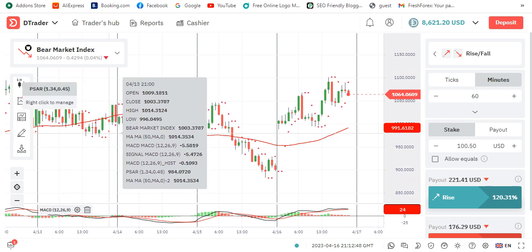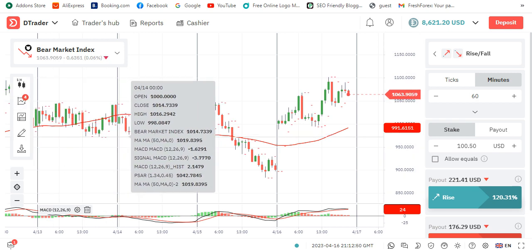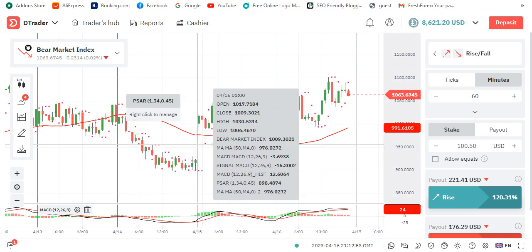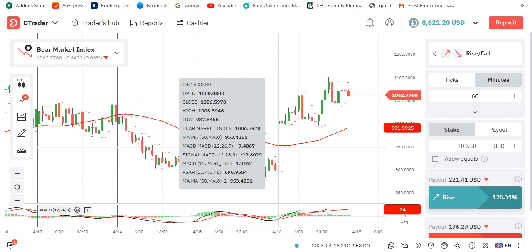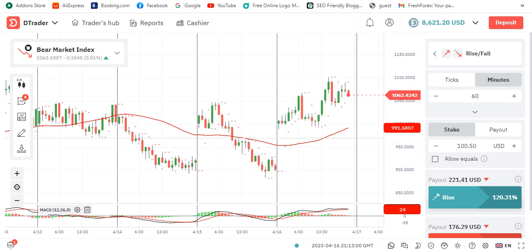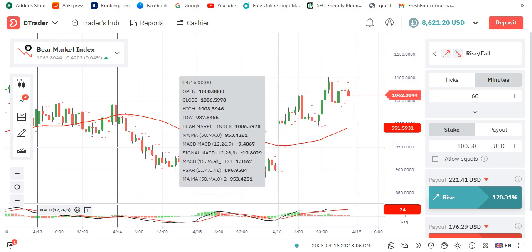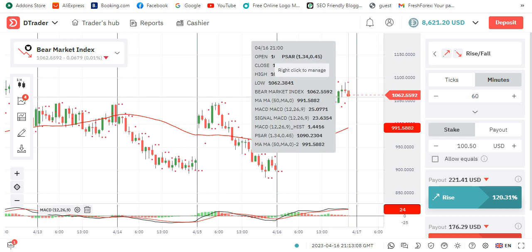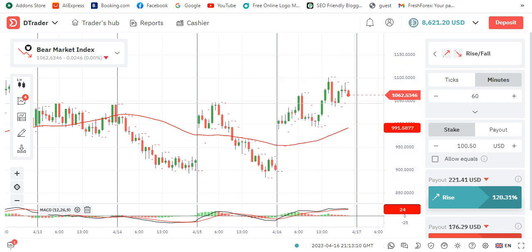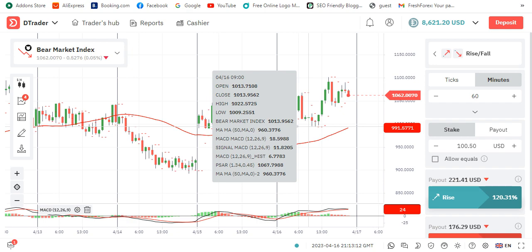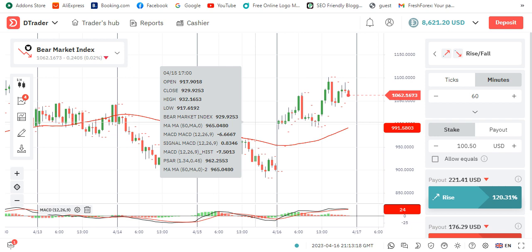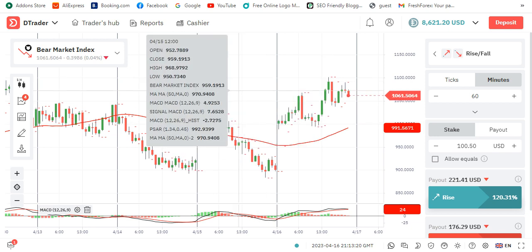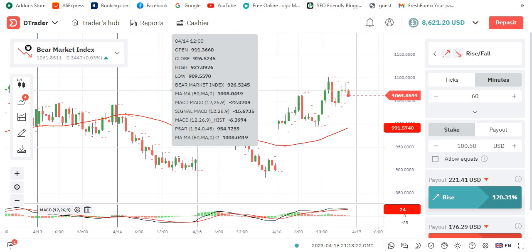From here to here is 24 hours. Okay, from this place to this place is 24 hours, and from here to here is 24 hours. From this place also to here is 24 hours. So you can see today is 16, and the candle is 16 also, until it gets to this place. This market works 24 hours, and it is a bear market.